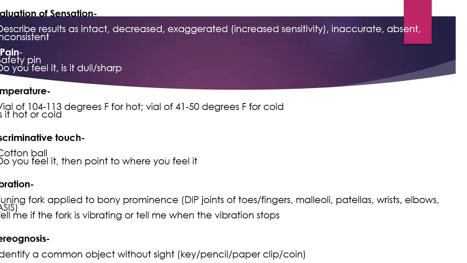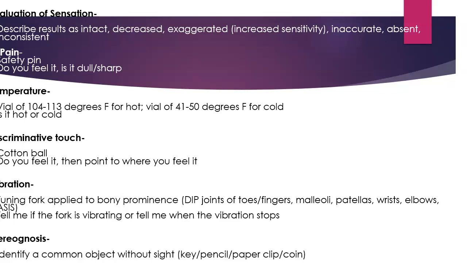But make sure you use a different item for stereognosis. Let them know it's going to be a common item. You don't give them the quarter, tell them this is a quarter, and then test them with a quarter. This should be something they should know, a common item.